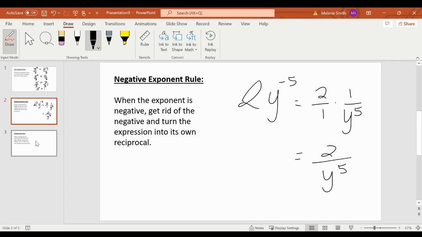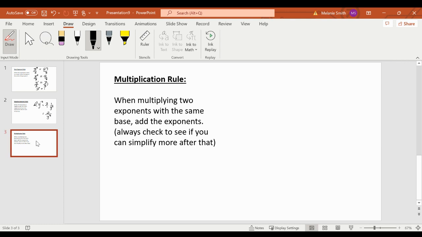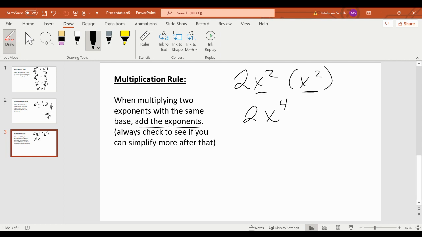And let's look at one more example. This is the multiplication rule, and you have been doing this when you multiply polynomials. So this is when you have something like 2x squared times x squared. We keep our 2, the x squared and the x squared. We add the exponents. So that would be just 2x to the 4th.